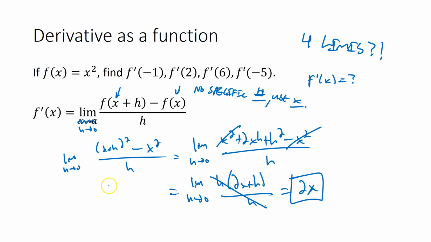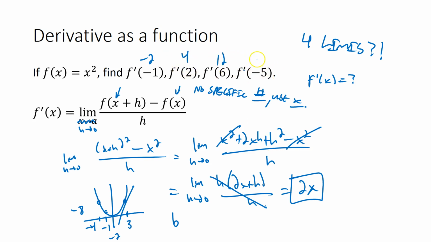So what does this mean? If you think about the parabola x squared, and you want to know the slope at this point, or this point, or this point, as long as you know the x coordinate, 3, or maybe negative 1, or negative 4, you can get the slope just by doubling it. So at 3, the slope is 6. At negative 1, the slope is negative 2, and at negative 4, the slope is negative 8. That's it. So if I want to know all of these, I just plug them in. Negative 1 is going to be negative 2, 2 is going to be 4, 6 is going to be 12, and negative 5 is going to be negative 10. That's all there is to it. Cool.